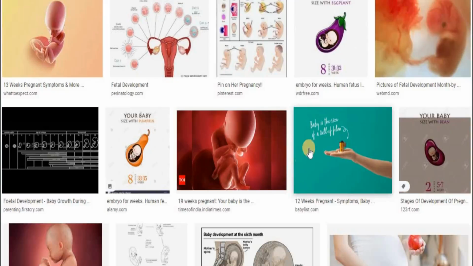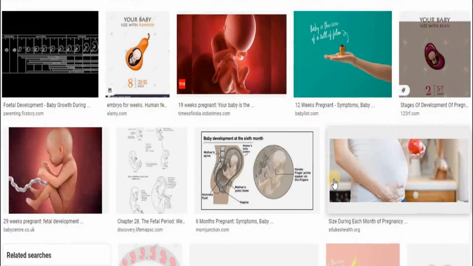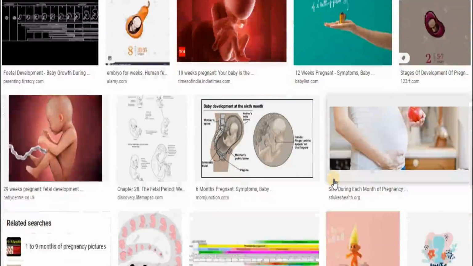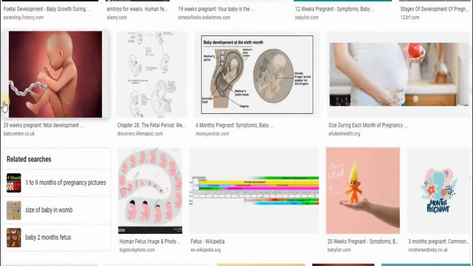There are some nice videos on YouTube. You can just see how the baby develops in the uterus, right till birth, how it happens. See, at 29 weeks of pregnancy, the baby is almost ready to come out. 9 months, right? Okay.